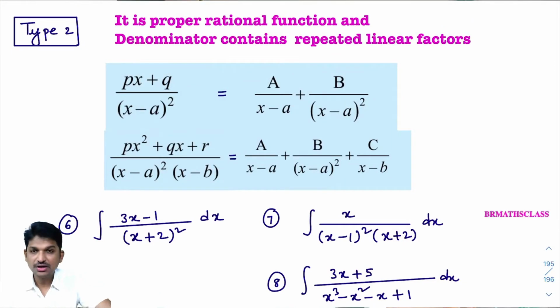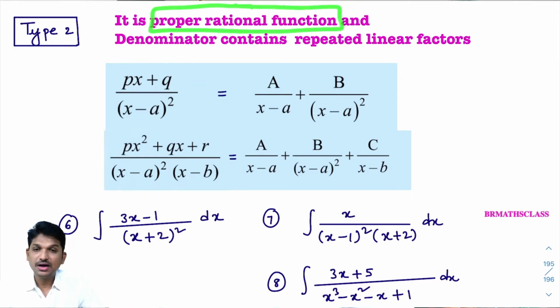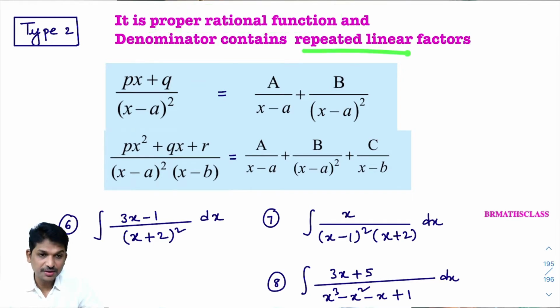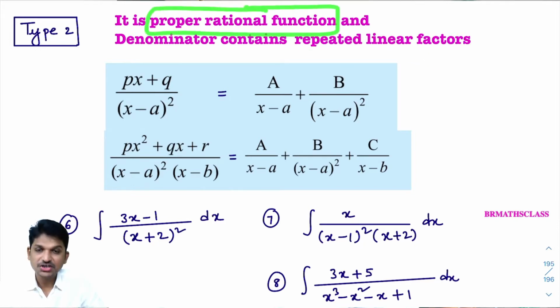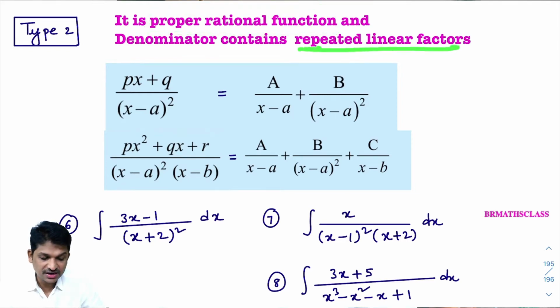You observe here, this is type 2 problems in integration by using partial fractions. What is this type 2? It is a proper rational function and the denominator contains repeated linear factors. Given function is a proper rational function and denominator contains repeated linear factors.